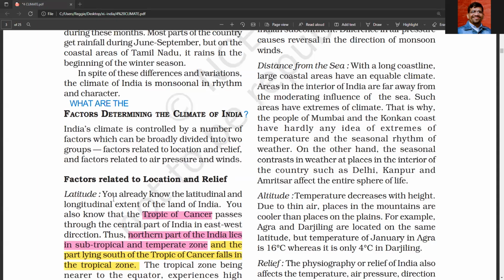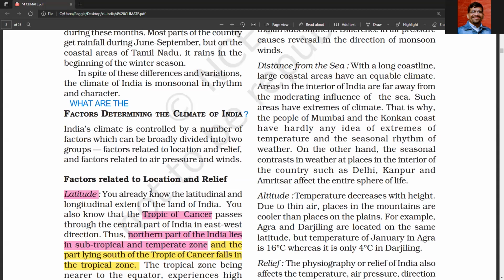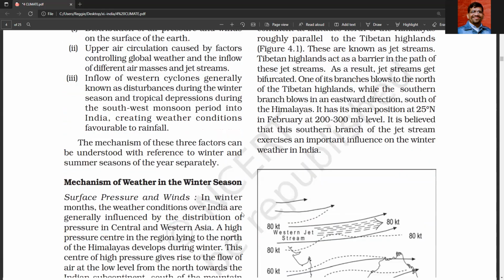Factors affecting location and relief. So the most important factor is latitude, right? In terms of latitude and longitudinal extent of India, you have the Tropic of Cancer. Now, the Tropic of Cancer passes through the center of India.